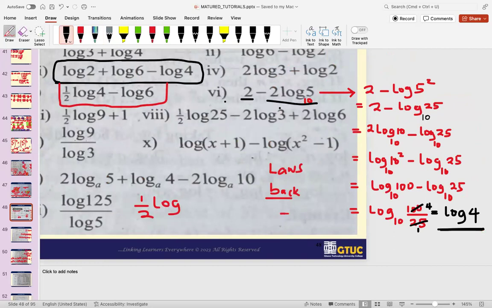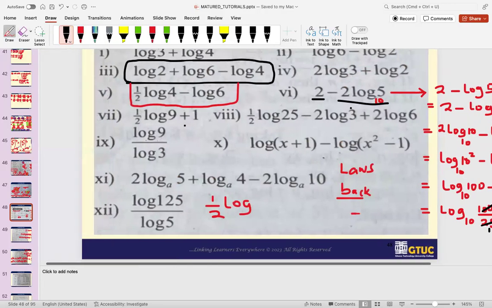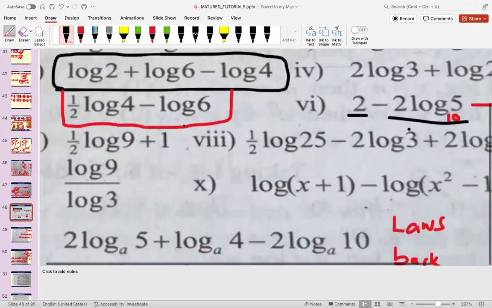So that is example 6 or exercise 6. Let's use the same strategy.